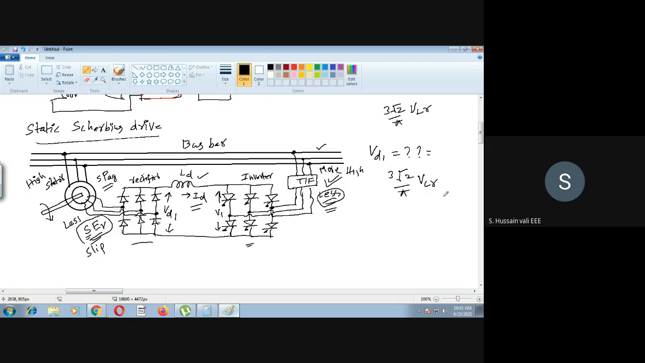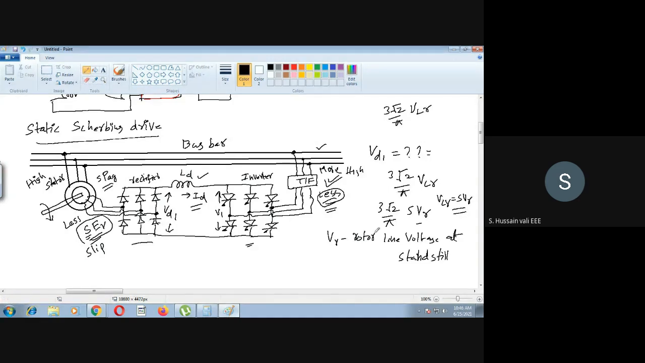Rotor line voltage I can write like this: 3 root 2 by pi into S into VR. What is VR? VR is the rotor line voltage at standstill. Combinedly it becomes VLR, so VLR is equal to S into VR. This you must understand.